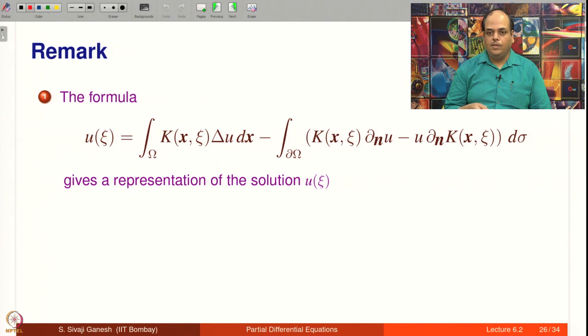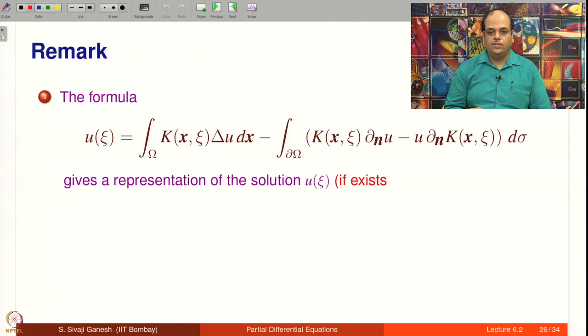But this second term involves dou nu as well as u. If you are solving Dirichlet problem, u is known, but this is not known. If you are solving Neumann problem, dou nu is known on the boundary, but u is not known. Let us discuss this point a little bit.